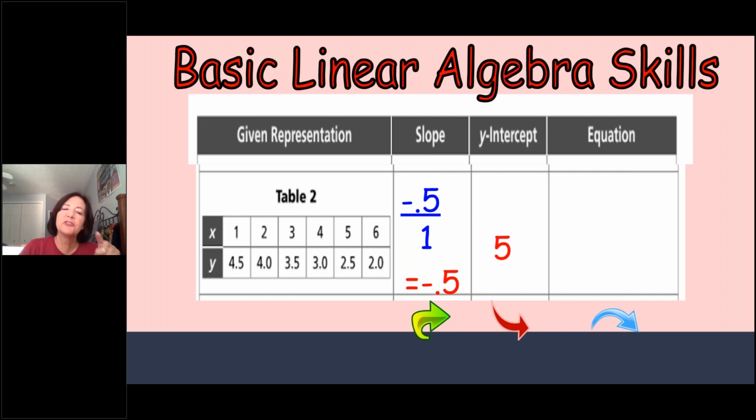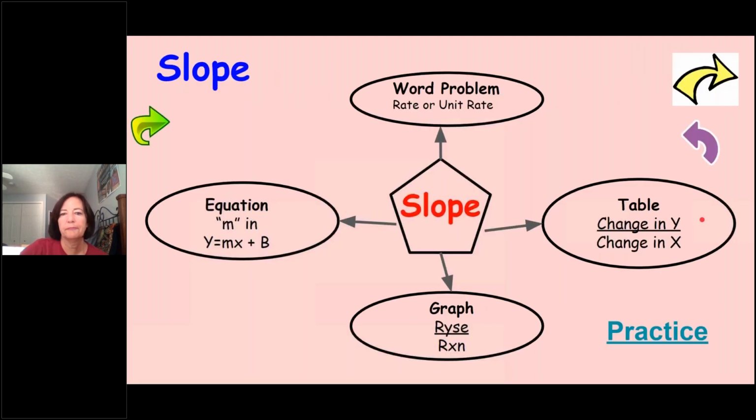Most students understand that once they've seen it, but it can be tricky when you first start working these problems. Good to practice. Okay, now our equation's easier. y equals mx plus b. So y equals negative 0.5x plus 5.